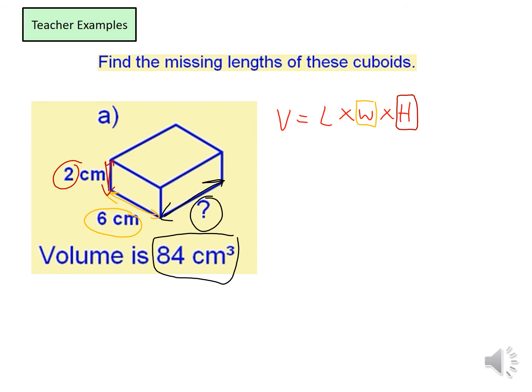So let's take all these values that we know and substitute them into our formula. So the volume is 84, which we know from the question. And the length we don't know, so we're going to leave that as L, times by width. How wide is our object? Our object is 6 centimeters wide, so we're going to times it by 6. And how tall our object is, which is 2 centimeters, times it by 2. Okay, so we can use this formula to calculate the missing side called L, the length.